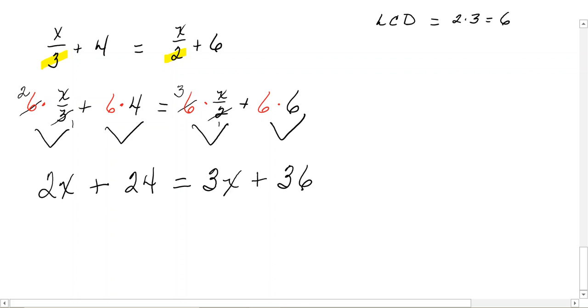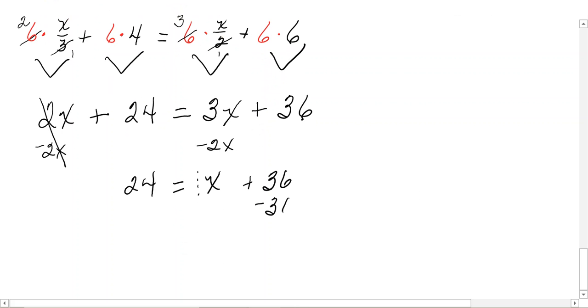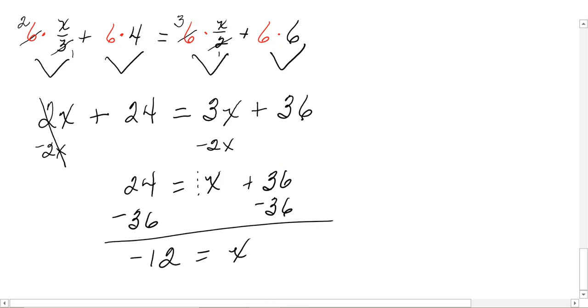Now I have an equation with no fractions in it. I do have variables on both sides. I choose to subtract 2x from both sides. I'm not dividing, I'm subtracting. That's gone. I have 24 is equal, 3x minus 2x is implied 1x plus 36. Subtract 36 from both sides, and I get negative 12 is equal to x.